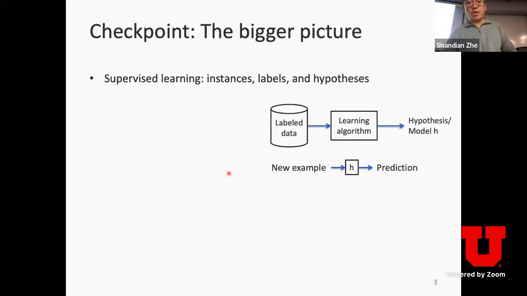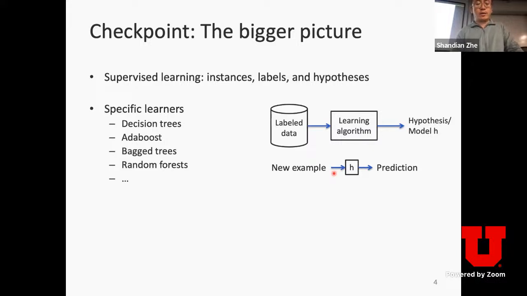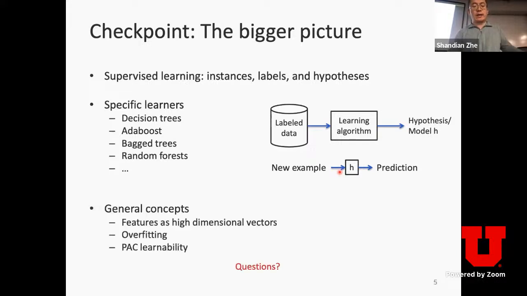And I hope that your learned hypothesis H will generalize well, meaning that given some new examples other than training data, it can perform well. We have talked about several specific learners, like decision trees, AdaBoost, bagging, and so on. And through our discussion, we introduced several important concepts like overfitting or PAC learnability. So is everyone comfortable? Any questions?